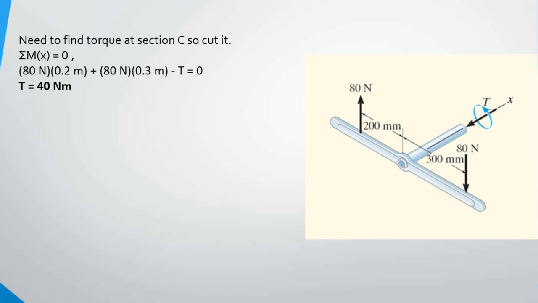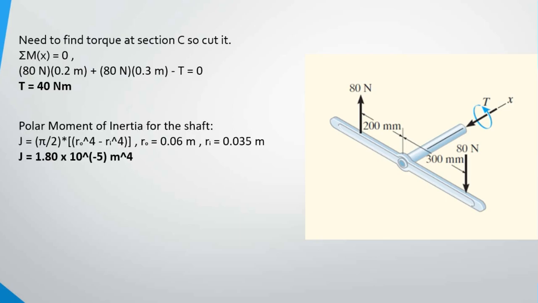So, just like last time, we're going to have to cut it at section C so we can find the torque experienced at section C. And again, we're going to use very similar steps like last time. We're going to use an equilibrium equation to find out what T is, using the sum of moments equal to 0. Because external torques are not given, we're going to have to multiply the external forces by the distance from the x-axis we made here.